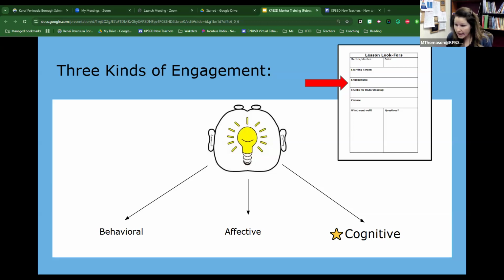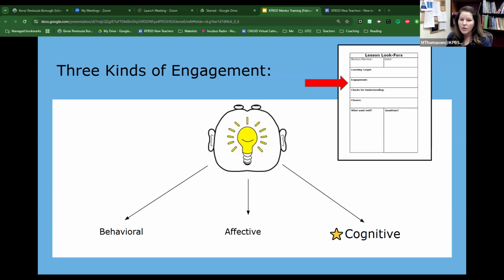Now, what you're looking at in front of you is 3 different kinds of engagement. When we think about those 4 big ticket items, learning target, engagement, checks for understanding, and closure, again, we looked at learning target last month. When we shine the spotlight on engagement during our Zoom tonight, I want you to know that there's 3 different kinds of engagement. Behavioral engagement is all about, are students doing what they're being asked to do? What are they being asked to do, and are they on task? Are they focused?